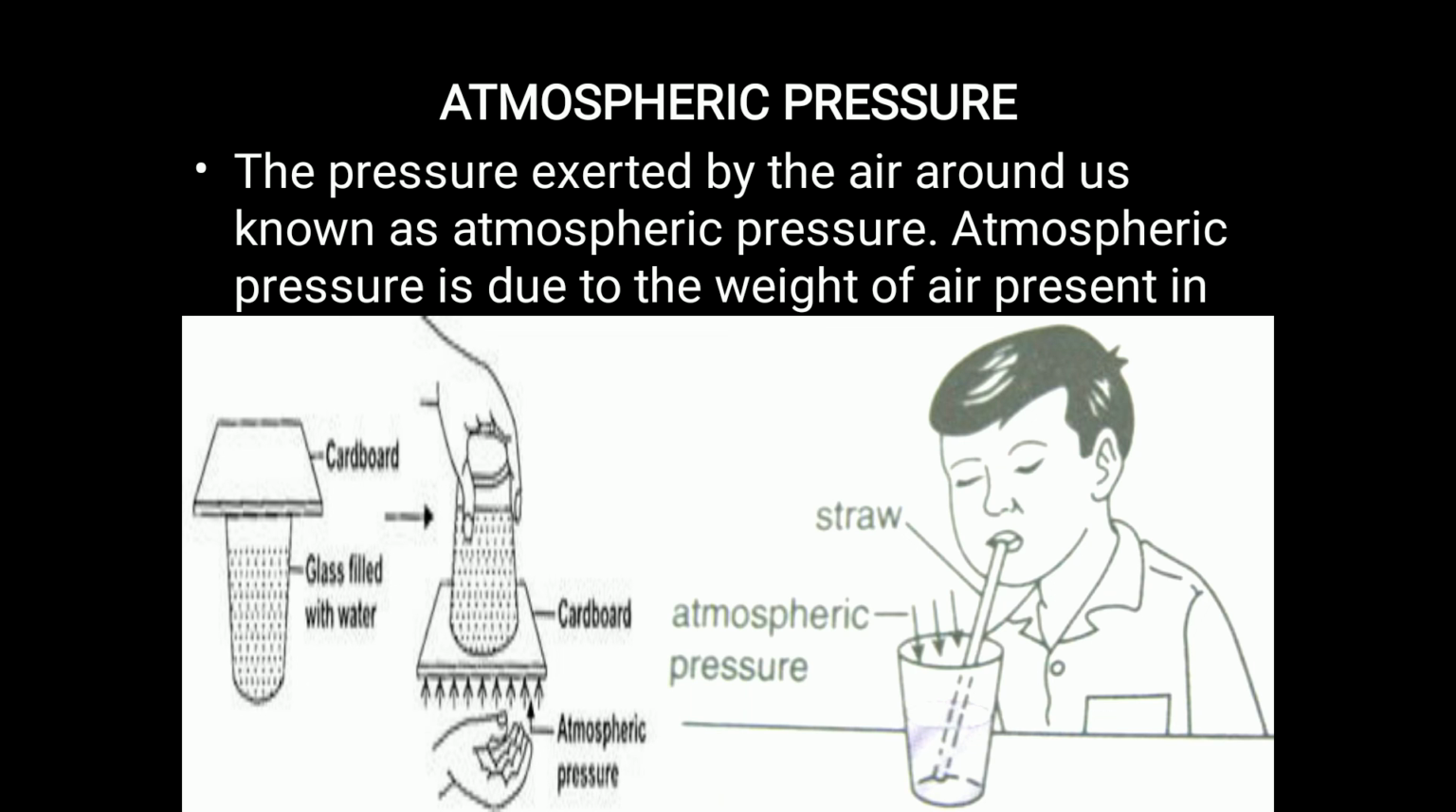The pressure exerted by the air around us is known as atmospheric pressure. Atmospheric pressure is due to the weight of air present in the atmosphere. Here in this example, a glass is filled with water, then we put one postcard over it. We press the postcard so that no air is present in between. Then we just invert it, and we see that the cardboard does not fall down, because it is the atmospheric pressure which acts in the upward direction. Its magnitude is much more than the downward pressure exerted by the water.